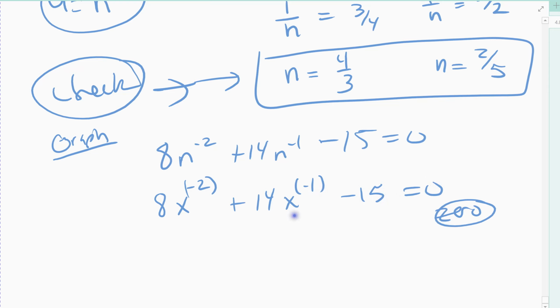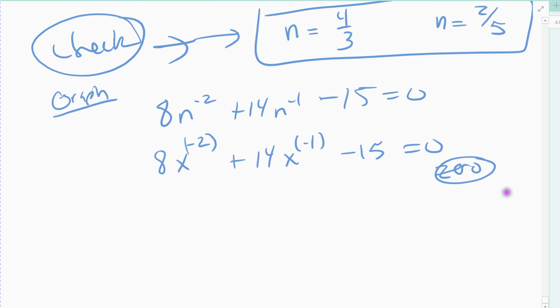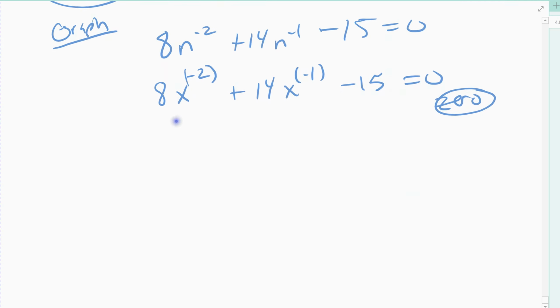All right, so make sure you're careful. When you type this into the calculator, make sure it's x to the negative 2 and x to the negative 1. Or if you wanted to rewrite that as 1 over x squared, that's fine too. It's one of those rational equations that we solved in the last set.